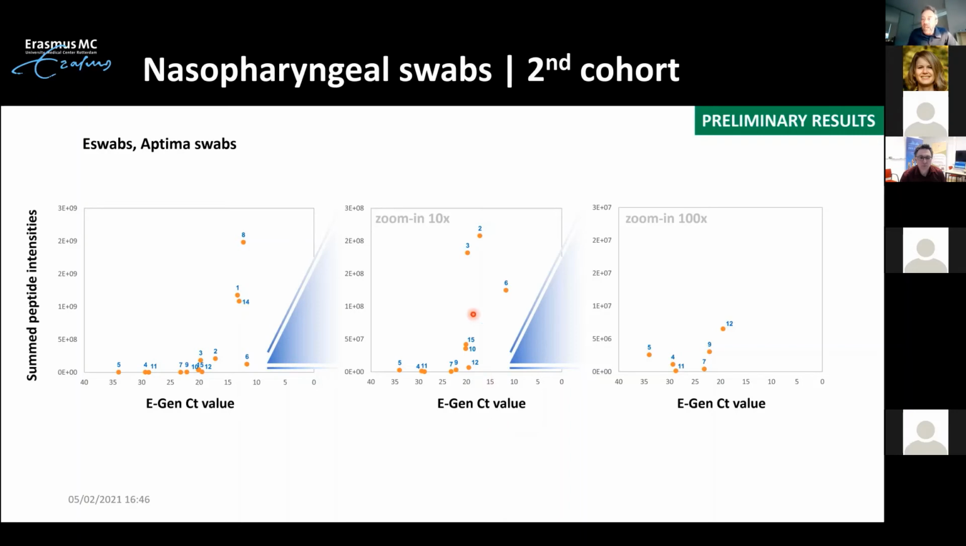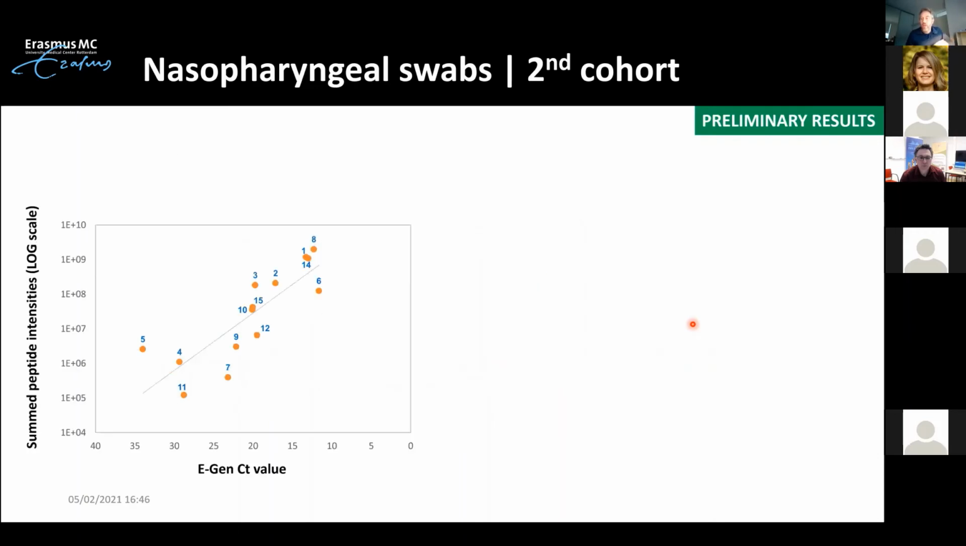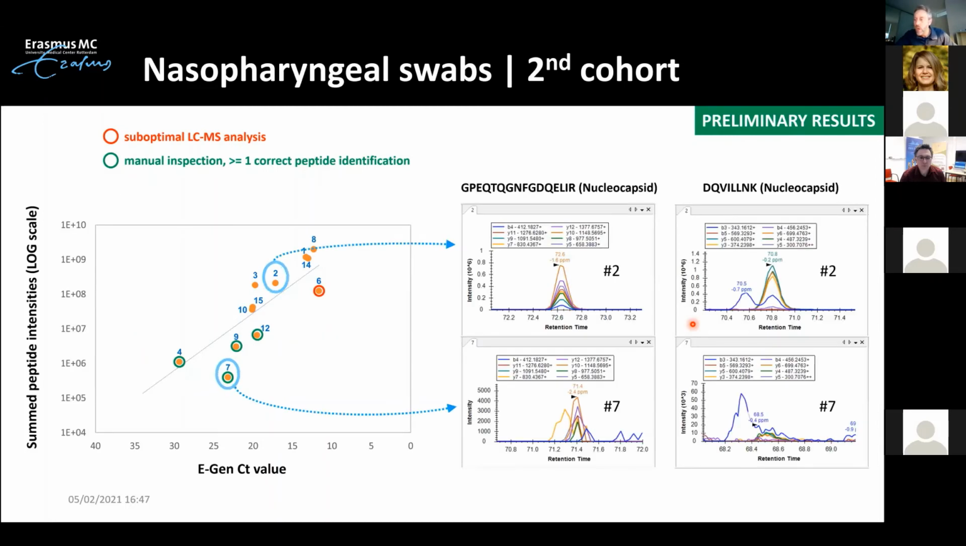As you can see here in these zoom-ins, for several samples of CT values higher than 20, we could reliably detect and quantify peptides. Now let's take a closer look at a few samples that contain relatively low amounts of virus, for which we carefully checked all spectra. So for instance, sample number 7 here. If you take number 2 as the positive control, because there's so much virus in there, these are the chromatograms for 2 nucleocapsid peptides.